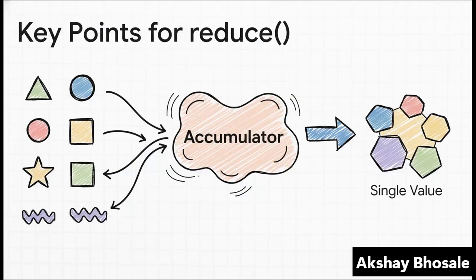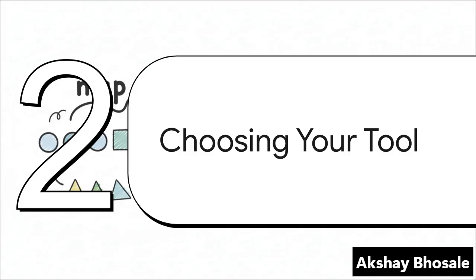The key takeaways for reduce are absolutely critical. It returns a single value, not an array. It relies on that accumulator to build up the final result, and you'll use it for anything that involves calculating totals, finding averages, or even grouping complex data into an object. It's a real workhorse.